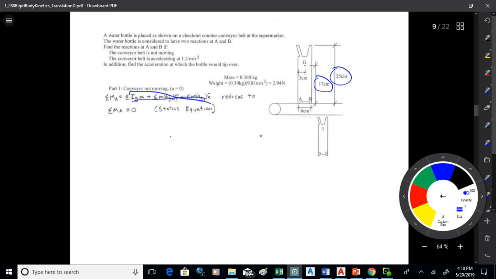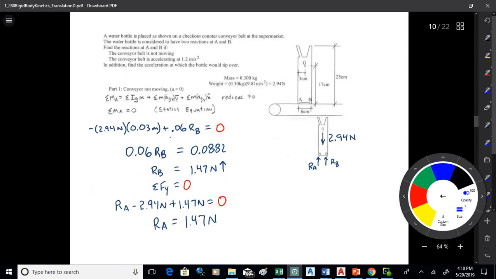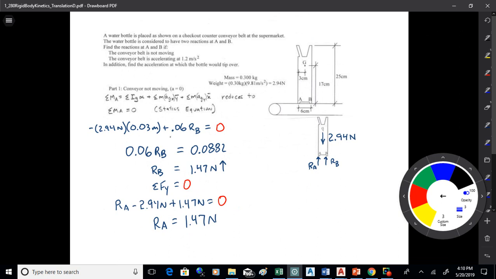We have the mass of the water bottle, 0.3 kilograms, which is 2.94 newtons. So we need a free body diagram. We always need one of them. We'll put that weight at the center of gravity, and then we've got the 2 reactions, and that's about it. So there's the free body diagram, and then we'll run through a moment equation.